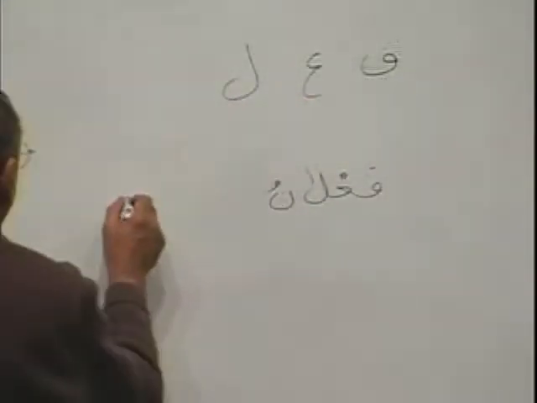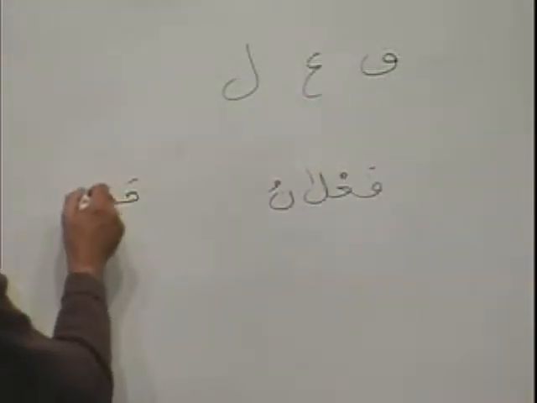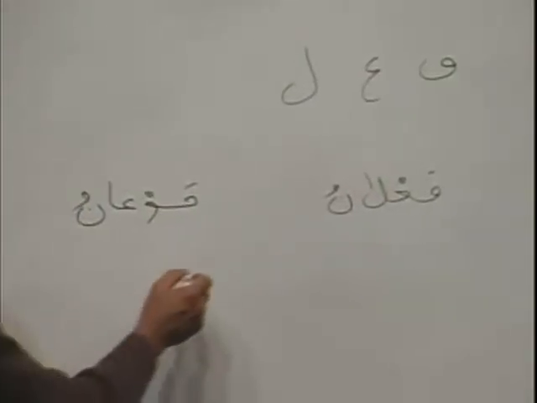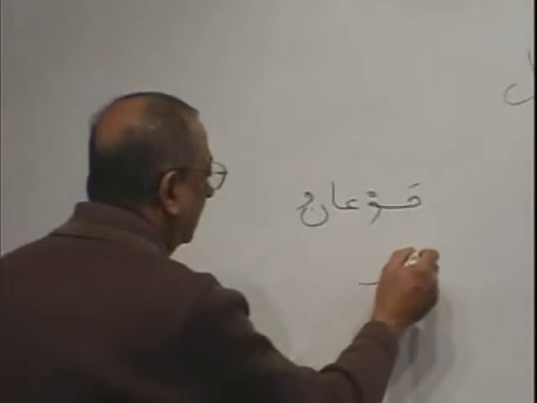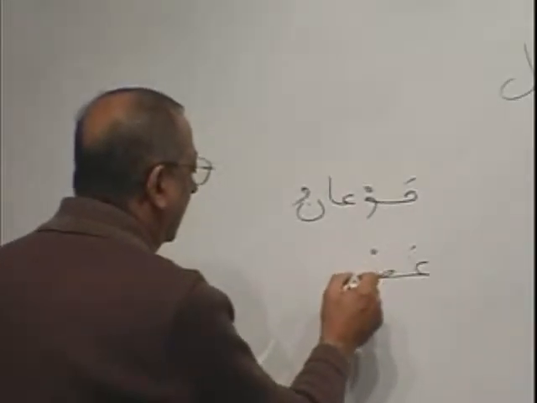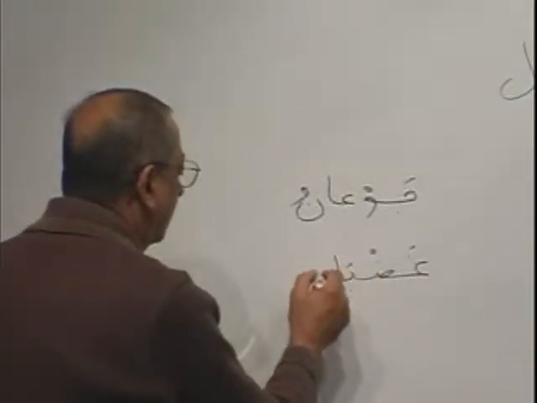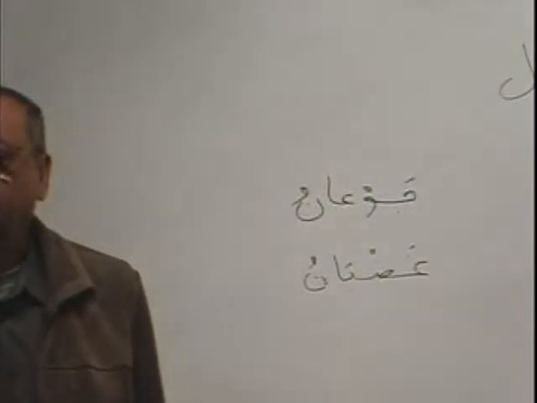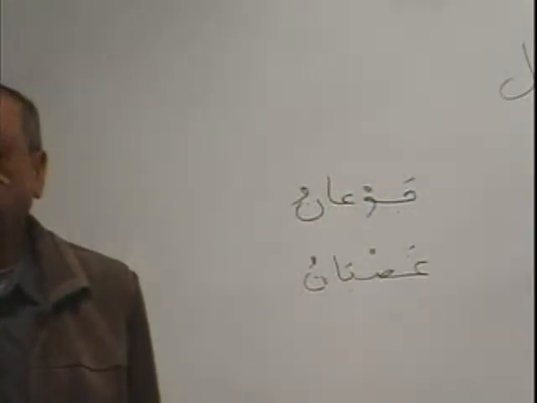So if I say to you, brothers and sisters, jaw'an, where is the root? Jim, waw, and ain. If I say to you, ghadbanu, where is the root? Ghain, dad, ba. Everything else is extra.